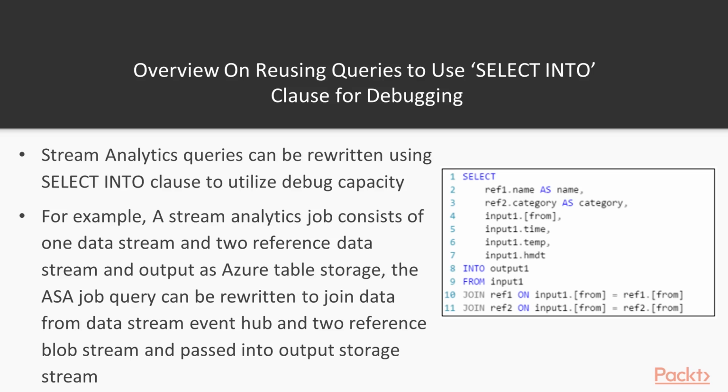Here the Stream Analytics job query is written to join the data from the Event Hub data stream and the two Azure Blob storage reference streams, and finally pass it into the Azure Table storage output. It is connected together from the Select with the defined data schemas, then Into clauses, and then passed into the output storage aliases, or output data sink aliases, from the input event alias. Then we have the joining clauses with the references based on the reference values, which is typically a join operation.